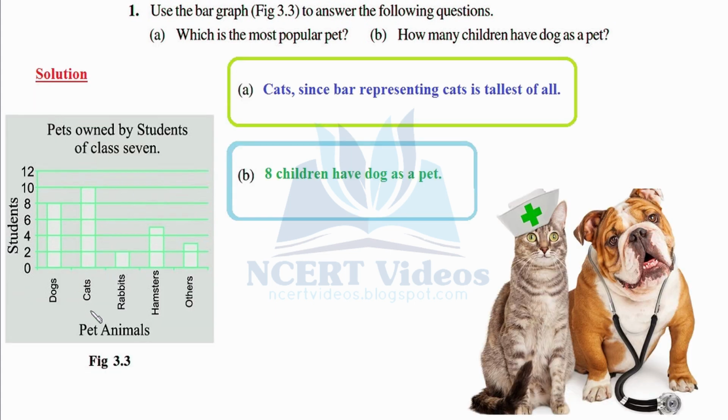By observing this graph, we can see that the tallest bar here is of cats, and that's what this question asks for, which is the most popular pet. So cats, since the bar representing cats is tallest of all.